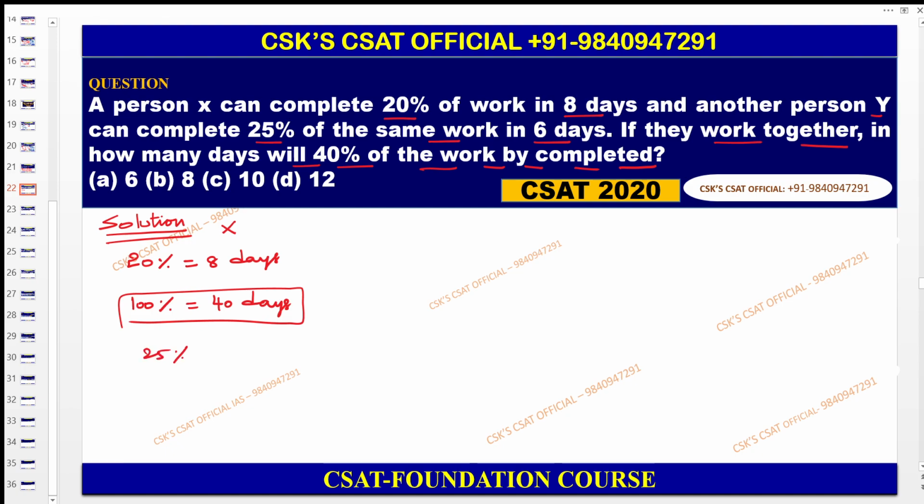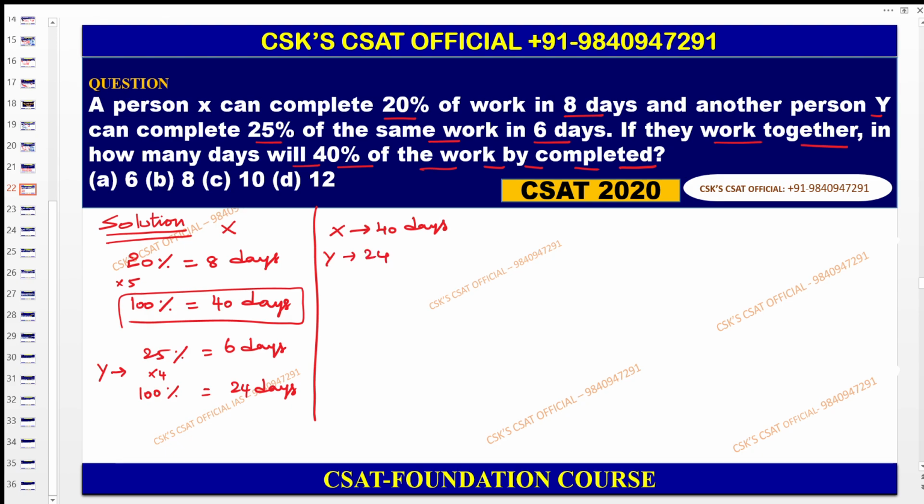Next, 25% of the same work is completed by Y in 6 days. So what is 100%? Here multiply with 4, and 6 fours are 24 days. Now you know the concept: X takes 40 days, Y takes 24 days.